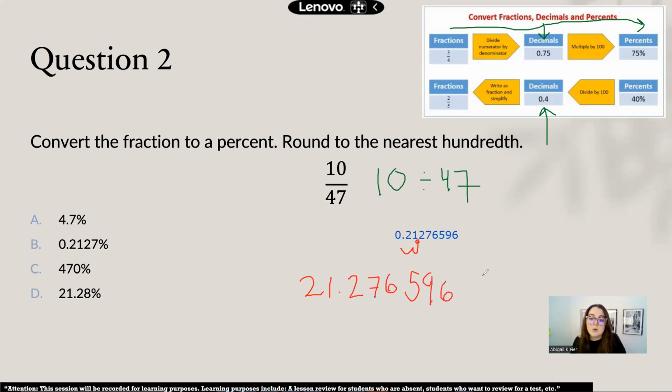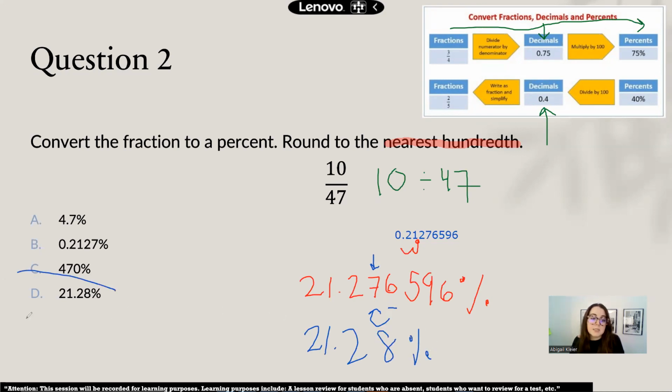21.27656. Now you'll notice on our question, it says round to the nearest hundredth. Rounding to the nearest hundredth means I only need 2 spaces after the decimal. So this is the number I am looking at, and the number to the right of it is higher than 5. So that means this number is going to go up: 21.28%.